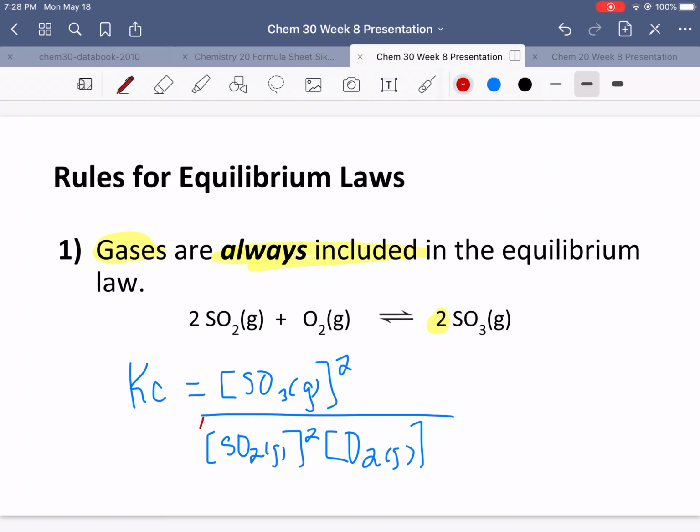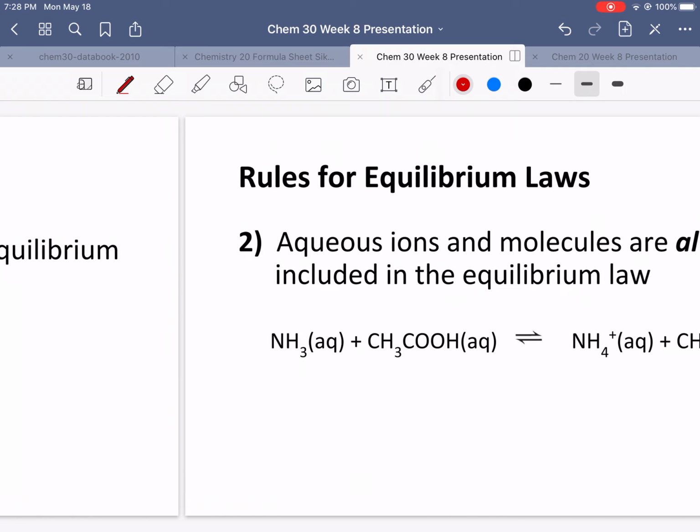You don't have to put these brackets on the bottom. I'm going to, just to remind you, it is that whole top divided by the entire bottom. From a calculator perspective, please be careful about that. It's a silly mistake to get a question wrong for. So all gases are included.